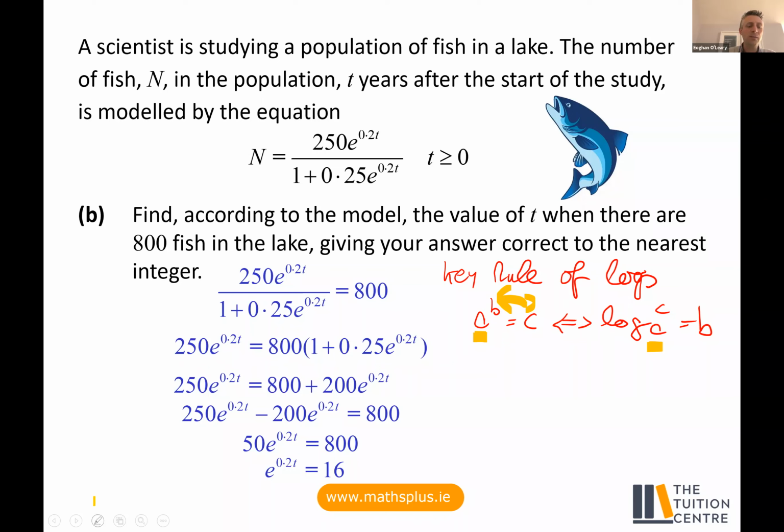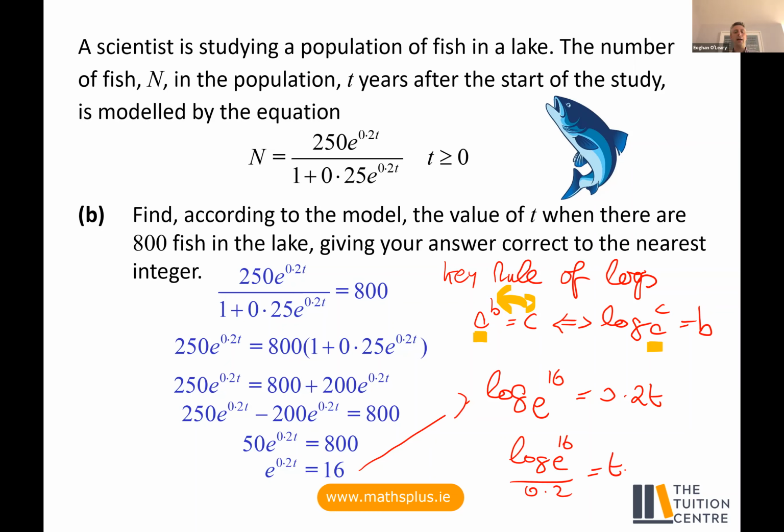So for me, with this question, what I could be doing is the following. I'm here at this point. I introduce logs. The base remains the base. What was the answer becomes the power. What was the power becomes the answer. And then I just divide across by the 0.2. And I put all that into the calculator and I get my answer. So I could do it that way, and of course, that is ln of 16. And that's the way I generally like to do it.